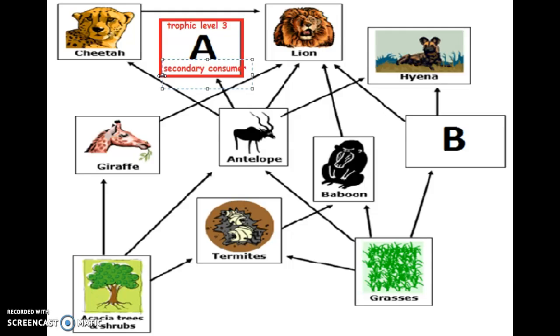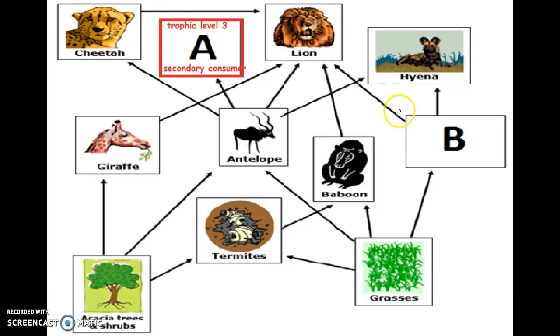So it just depends on what it is I'm asking for, but the bottom line is if you start with the producers, if you start at the bottom and work your way up, making sure that you follow the correct food chain, you should be able to get the correct answer every time. One more time, let's go ahead and look at B this time.